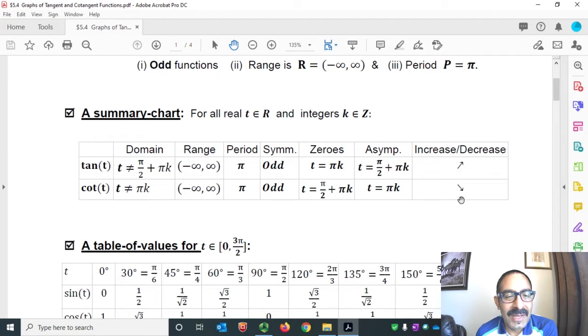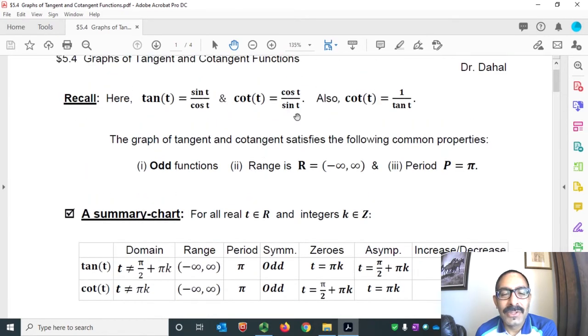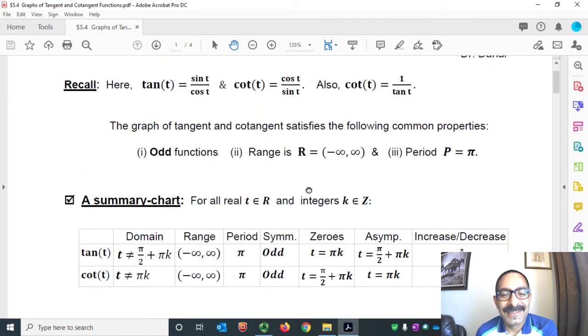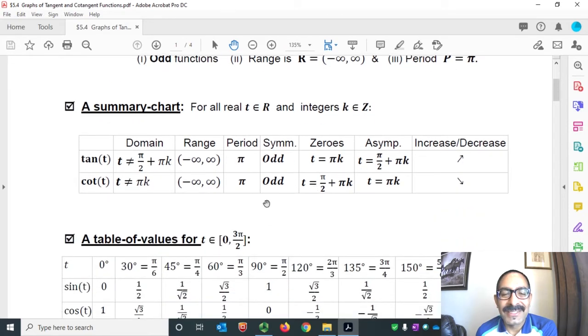domain. And by the way, the domain of tangent function does not include those points t equals pi half plus pi k. These are the zeros of cosine function. Similarly, the domain of cotangent function does not include the points t equals pi k, because t equals pi k are the zeros of sine function. Great. So I hope this table makes sense to you all.